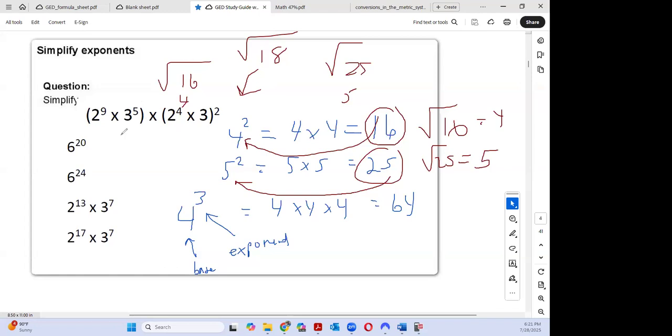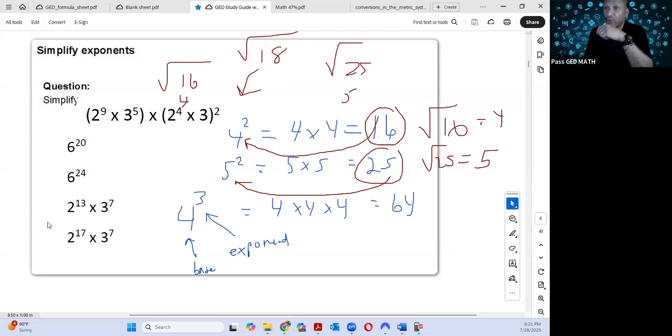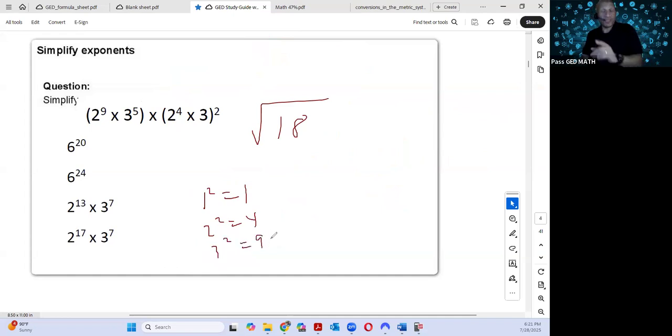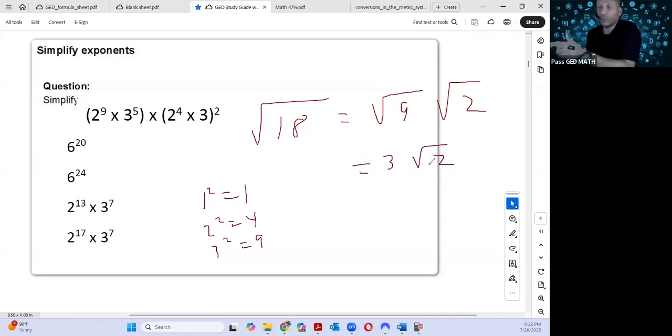Now, let me go to a simplification of the square root of 18. So how will we do that? Remember, I told you to know all your squares. 1 squared is 1, 2 squared is 4, 3 squared is 9. I'm going to stop right there, because the highest perfect square that goes into 18 is 9. The square root of 18 is the square root of 9 times the square root of 2. I know the square root of 9 because 3 squared is 9. So my answer is 3 square root of 2.